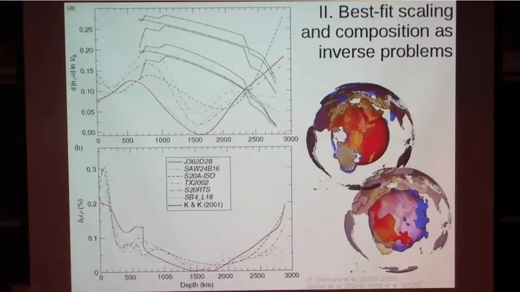Or we can turn it around, as Alessandro Forte, Steve Grand and Nathan Simmons have done, and either invert for best-fitting 1D scaling or invert for best-fitting 3D model of compositional structure or composition itself. So two different ways of approaching things. And here, inherently, you assume you know the physics because something's got to give, right? You have to hold something fixed to invert for something else.